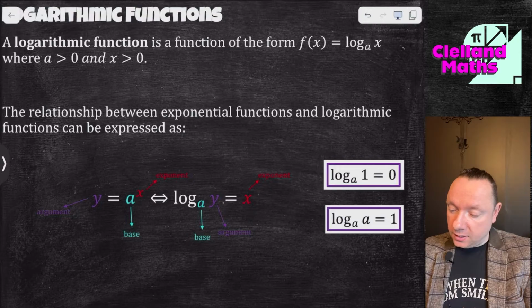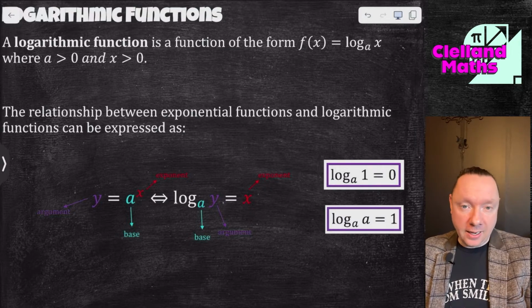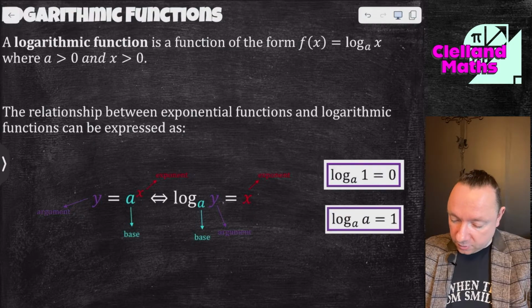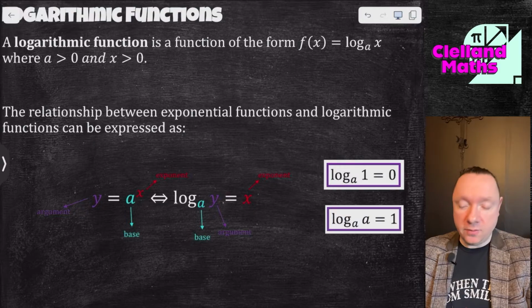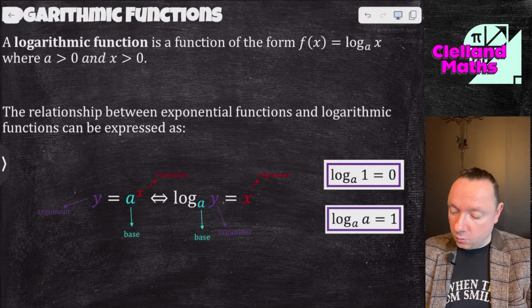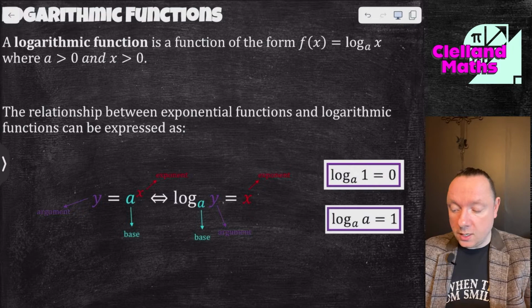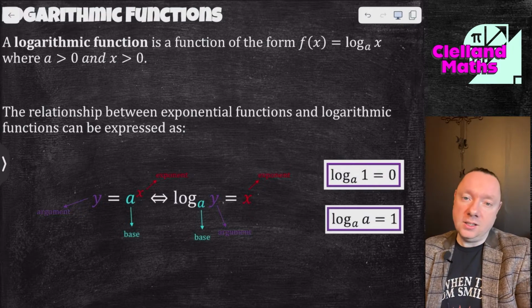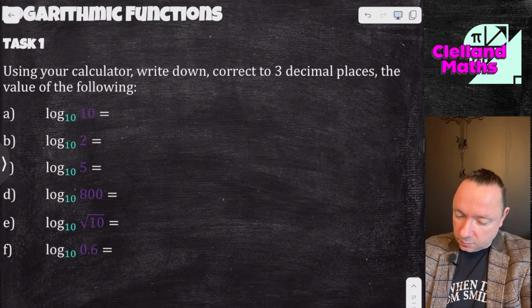Okay, let's start looking at some rules of logarithmic functions away from graphs. And just a quick reminder, a logarithmic function is a function of the form log base a of x, where a and x are greater than 0. And remember the relationship, if you've got y equals a to the power of x as an exponential, it can get transferred into a log by log base a of y equals x. A couple of rules also to remember: log base a of 1 equals 0, and log base a of a, log of itself, is always 1. So log of 1 is always 0, log of itself is always 1. So let's have a look at some tasks.